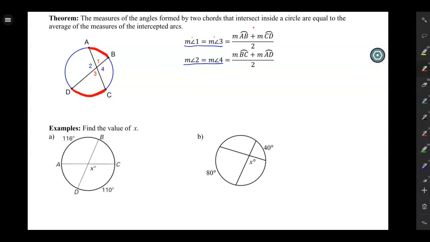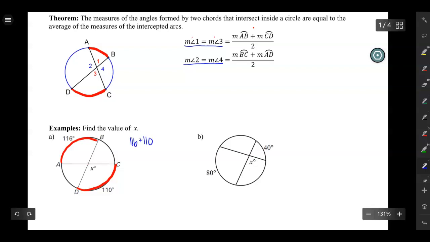So let's go ahead and look at example A. We are trying to figure out how many degrees this angle inside of the circle is, this angle labeled X. Here we know two arcs. We know an intercepted arc AB and the intercepted arc DC. So what I'm going to do is find the average of those.